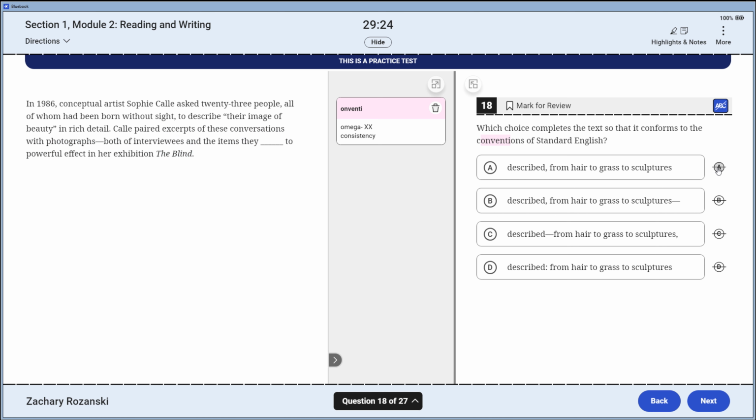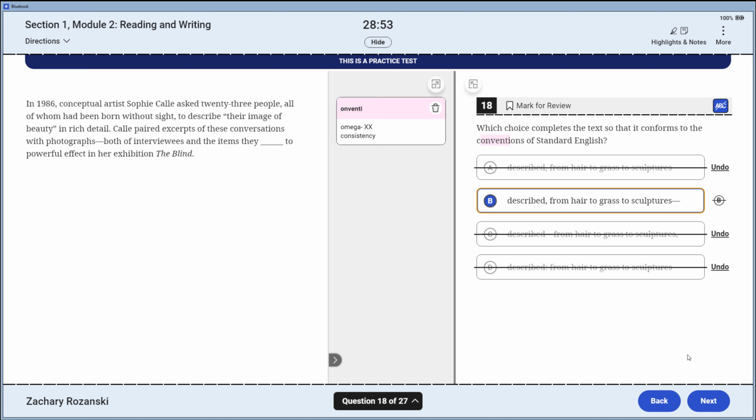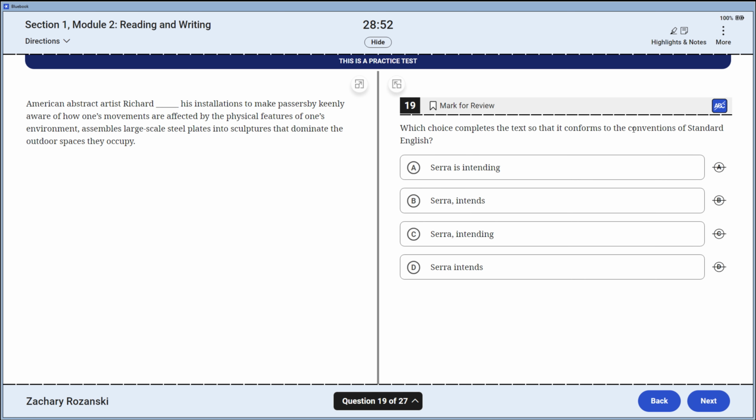It's either going to be B or C, and B gets my right pick because From Hair to Grass Sculptures is describing the items they described. In this weird position of C, it's like to separate it with this dash, to put it outside of the dashed off phrase. It doesn't feel like it would be describing the interviews and the items they described. It feels like the From Hair to Grass Sculptures would be describing the photographs, as if the photographs are constituted of hair to grass sculptures. Absolutely bizarre placement of that modifier.